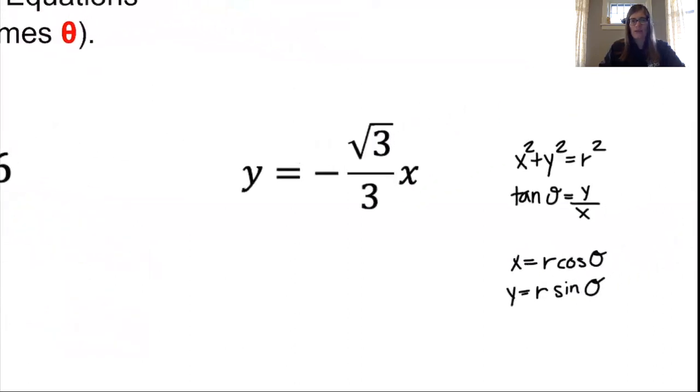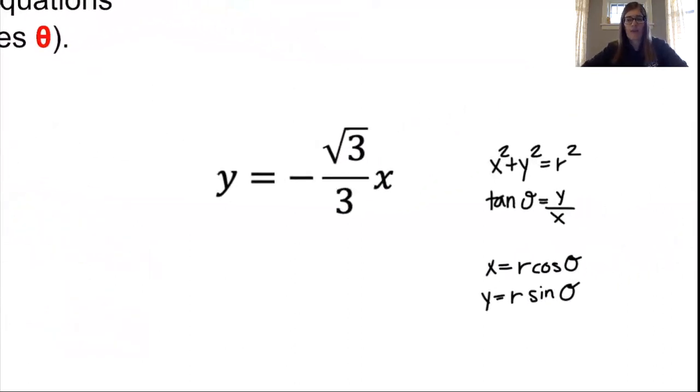Let's do Y equals negative square root 3 over 3 times X. Okay, well, I have X and Y in this equation, but they're not being squared right now. So I'm going to cross off that first one. I don't think that's going to be one that I want to use. If I wanted to use tangent theta equals Y over X, I would need to make my equation look like Y divided by X. Is that possible? Yeah, just divide both sides by X.